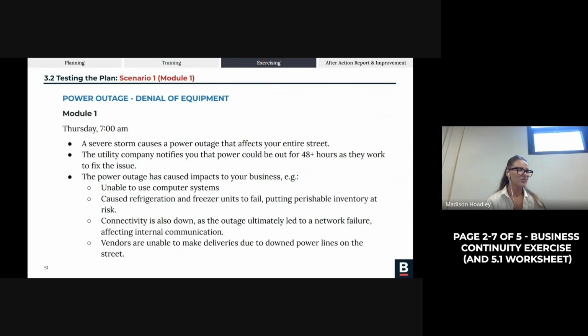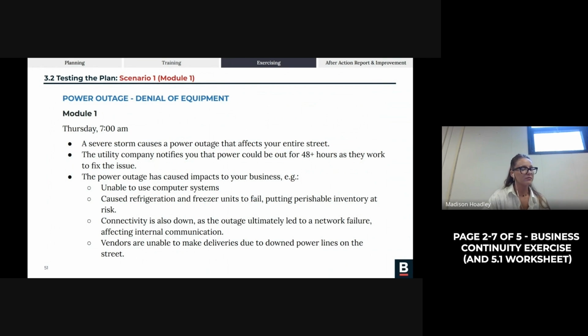Again, this is kind of a worst case scenario type of situation, but it's meant to test all aspects of that emergency action plan and that business continuity plan. When a disruption hits or there's a power outage, chances are not all of this is going to happen, but it could, and we want to make sure we're ready for that.